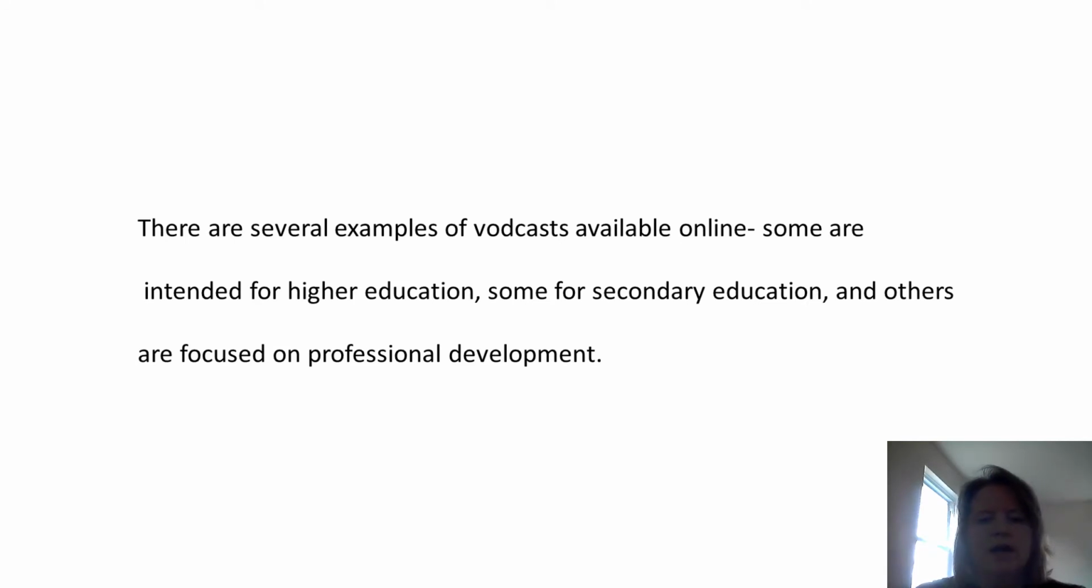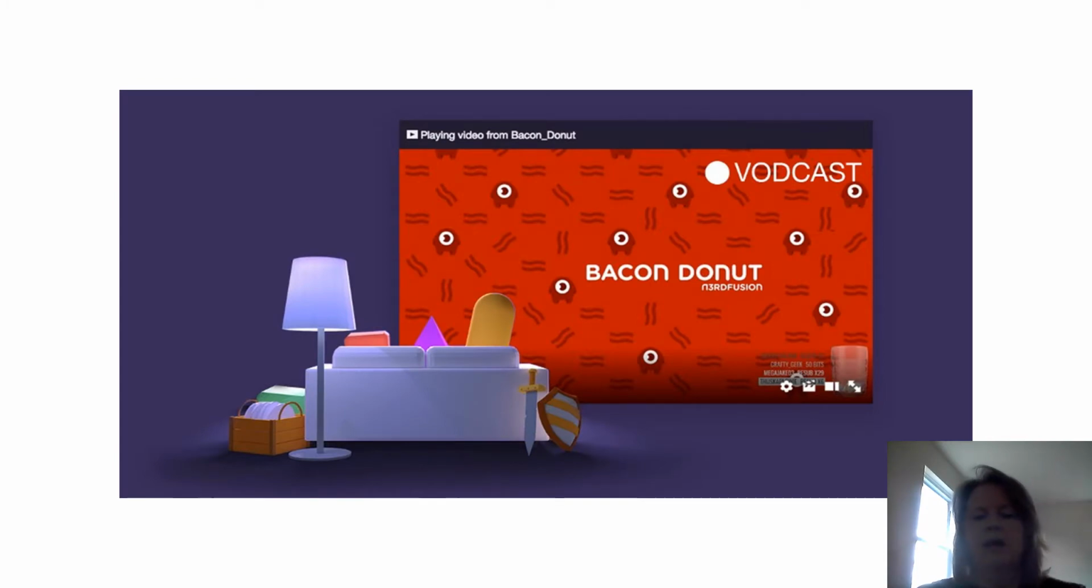Moving on, there we go. We have some additional information. Here's several examples of podcasts. Again, you'll see just text. And then we have an image of the vodcast. Again, it's difficult to find an image of a vodcast. I selected Bacon Donut because I like the name. However, I don't use their product.